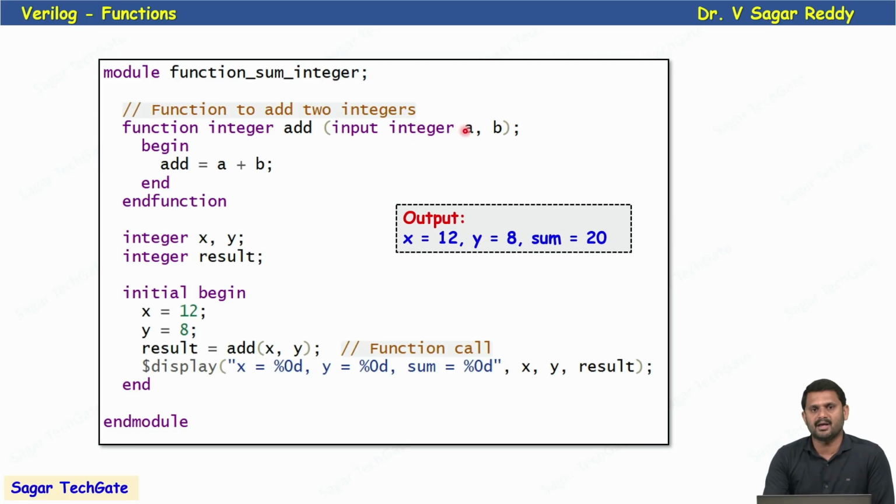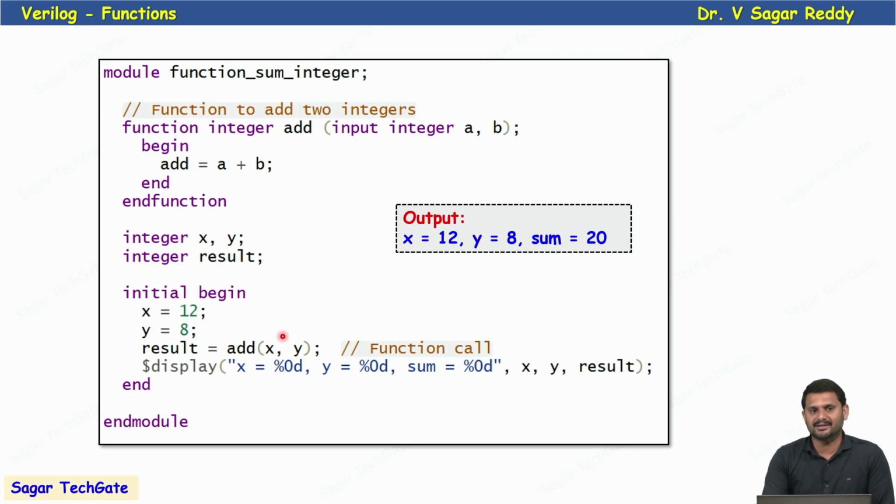So what is the value of a? Now the value of a is 12. What is the value of b? Now b is 8. In the same order: x comma y, a comma b. Now see, a is 12 and b is 8. Then perform the addition here. Add equal to 12 plus 8, 20. Now it returns this add. It returns that value, 20.